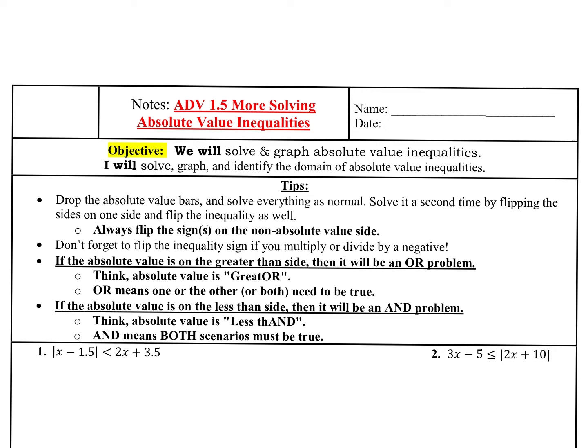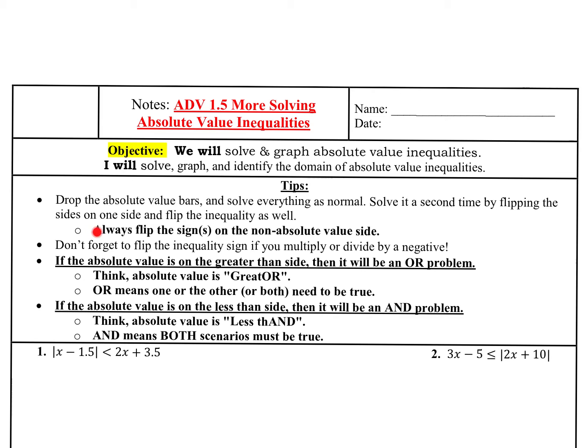The important thing to distinguish when doing these is: is it going to be an or problem or an and problem? So remember, if the absolute value is on the less than side of the inequality sign, then it is a less than problem, meaning it's an and inequality. And if the absolute value is on the greater than side, meaning it's being eaten by the inequality, then the absolute value is greater than the other side, making it an or problem.